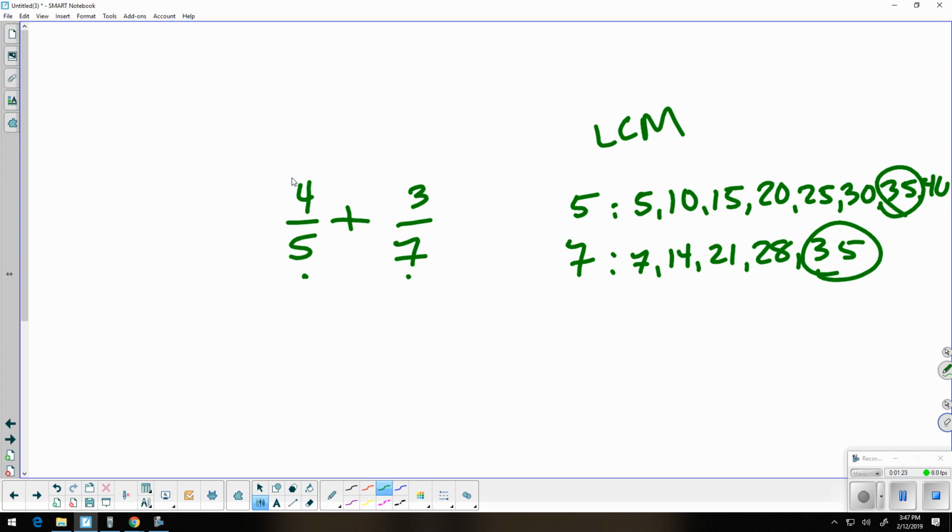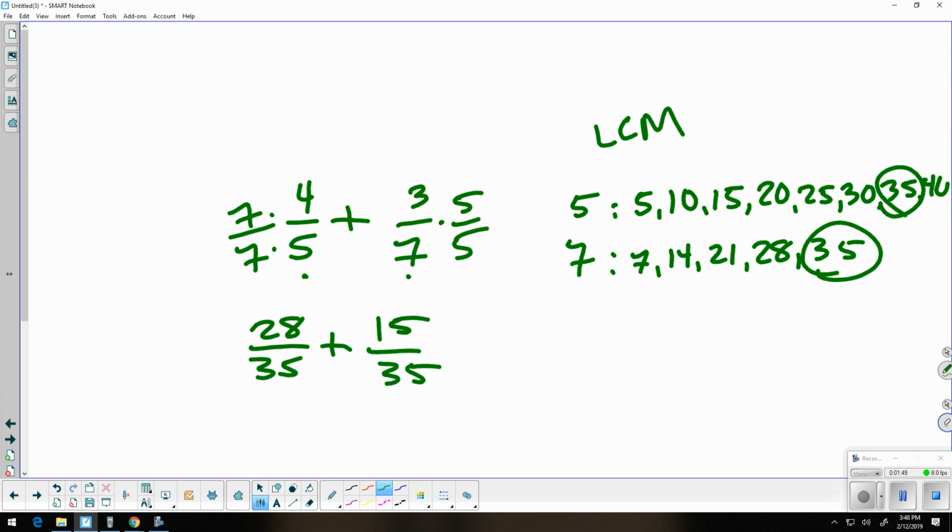So basically what you're trying to do is make each of these denominators out of 35. To make a 5 into a 35, that's times 7, but I'm also multiplying the numerator by 7 too, so the whole fraction changes. That would make this 28 over 35. And then I'm adding to this; to make that 7 into a 35, that's times 5 on the top and bottom. So again, the whole fraction changes, making this 15 over 35.